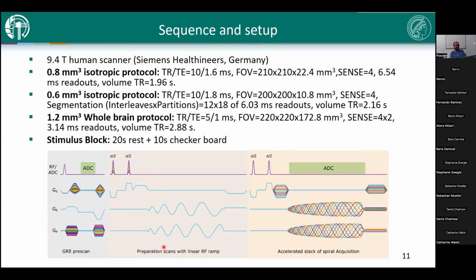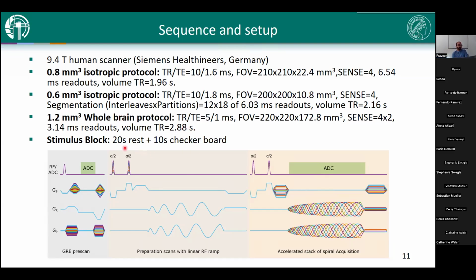So pre-scan, and rather than removing dummies after reconstruction, we have a flip angle ramp to reach the steady state much faster, and you don't have to discard too many dummy volumes in the beginning. And this is the main acquisition. And these are the 3 protocols we tested. So here we mainly optimized for speed, and we didn't care too much about the SSFP vessel specific contrast or anything.